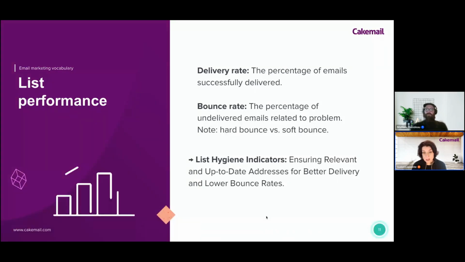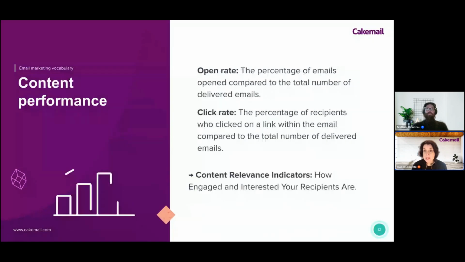Again, if you have regular list hygiene, you should have a pretty similar delivery rate and bounce rate, email after email. The open rate and the click rate: you're looking for a high percentage of emails opened and a high percentage of emails clicked. Those are content indicators.